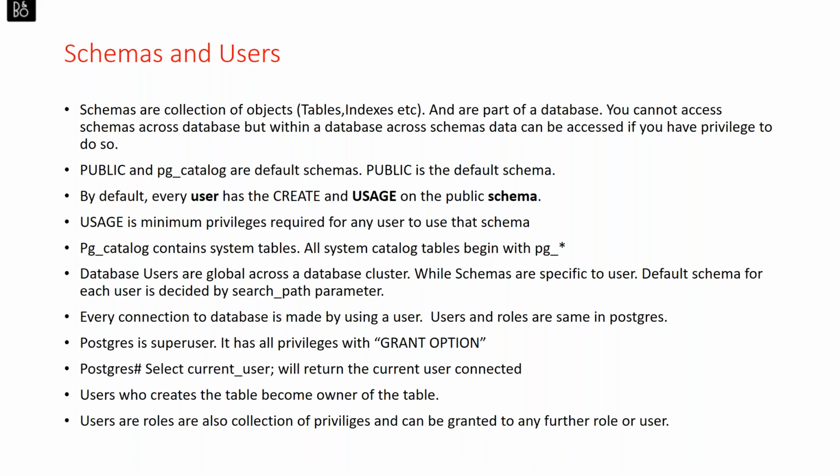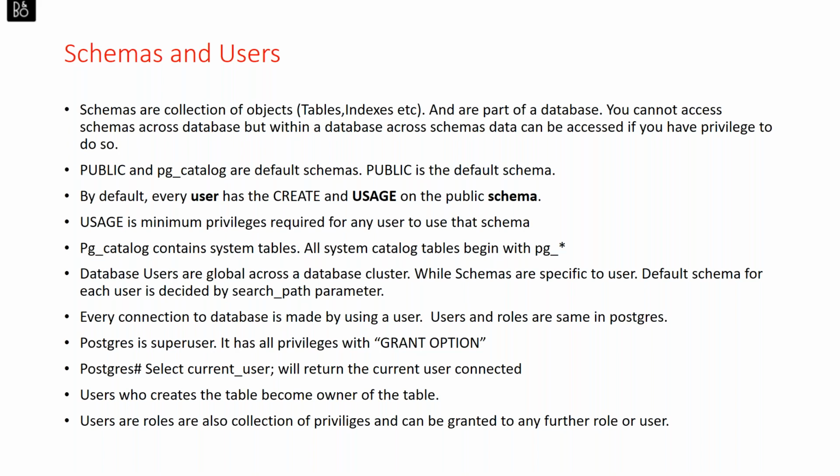Within a database you can access across schemas, but you should have a privilege to do it. It is not possible without a privilege. By default, you are the owner of only one schema, you are not the owner of the complete database. Public and PG catalog are the default schemas. These are the two schemas within each database, and they would always be there.